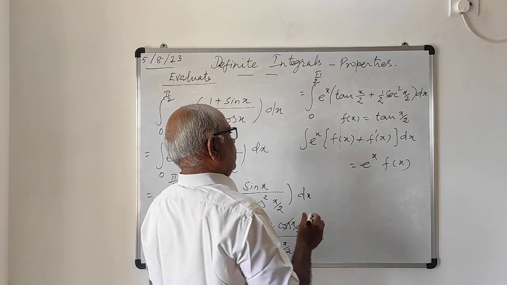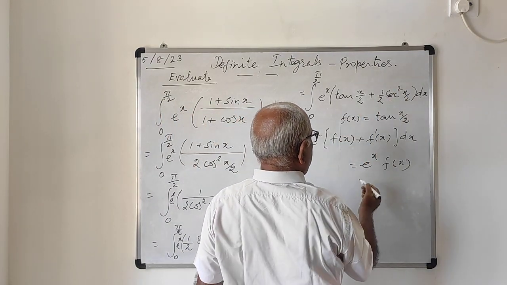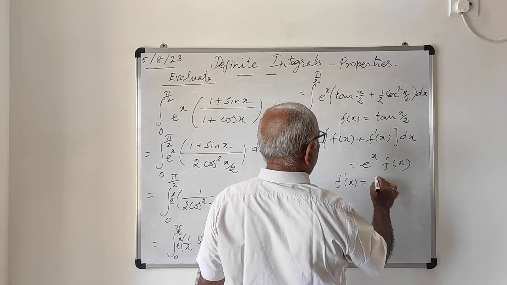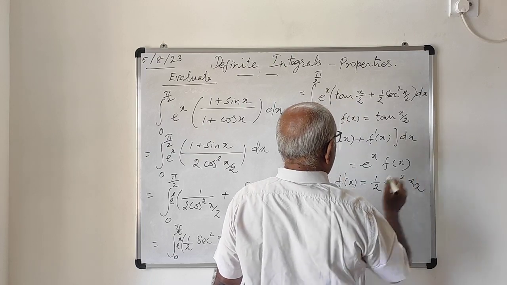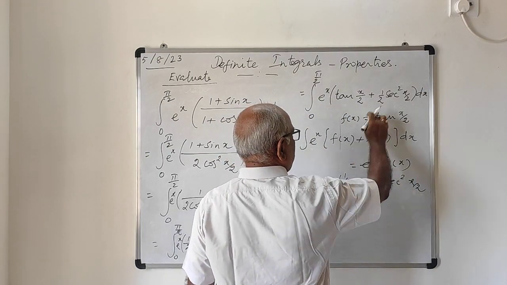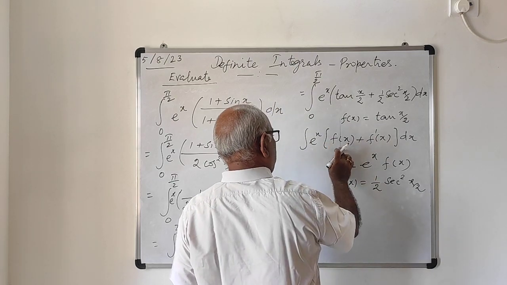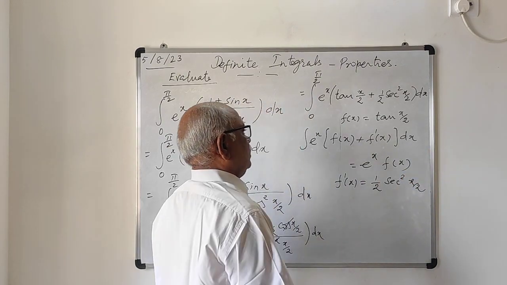So it is of the form f of x is tan x by 2. f dash of x is, what is that? 1 by 2 secant square x by 2. So f of x is tan x by 2, f dash of x is 1 by 2 secant square x by 2. Therefore, it is of the form integral e power x into f of x plus its derivative, and the answer is e power x into f of x only.